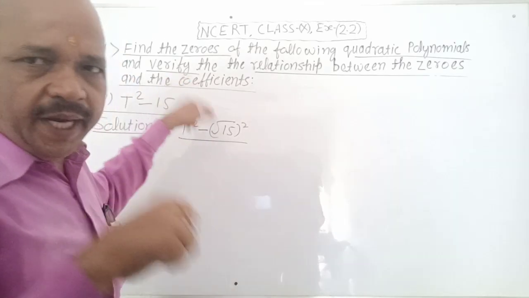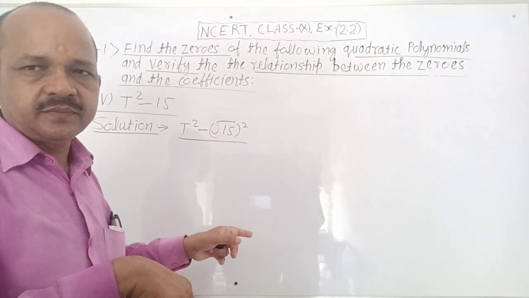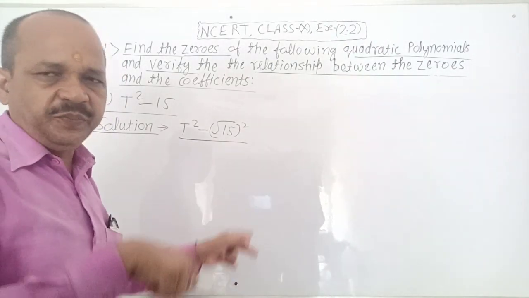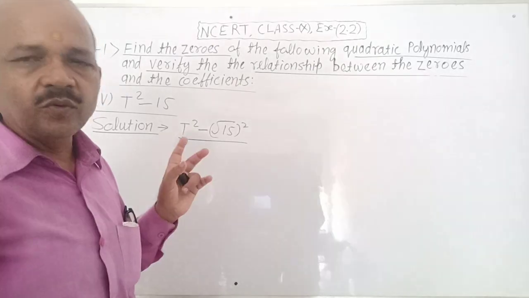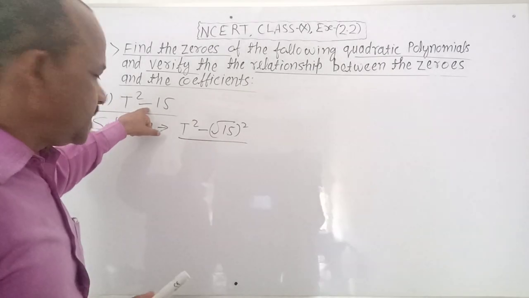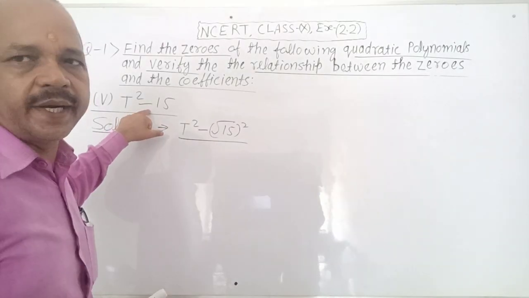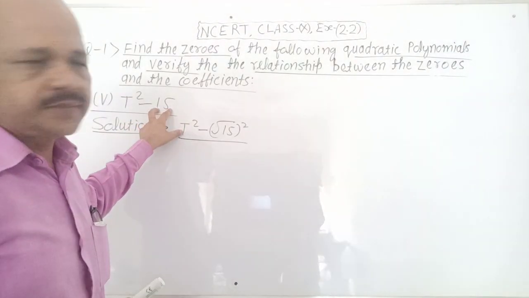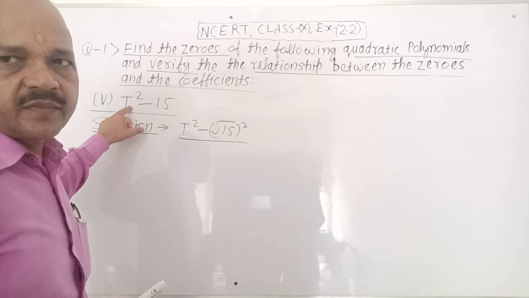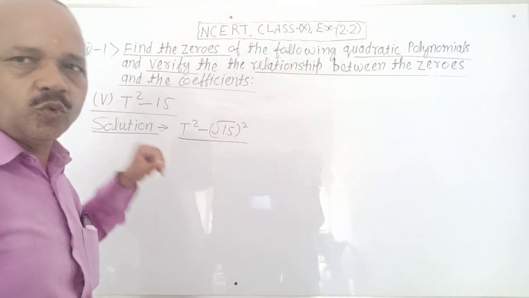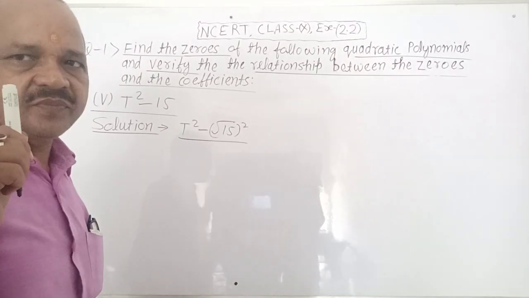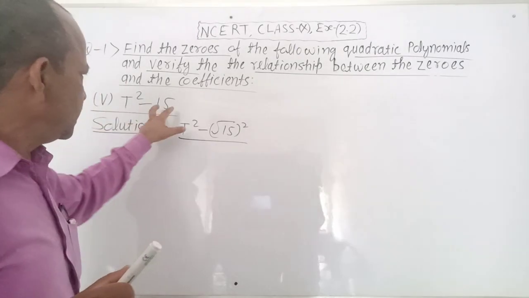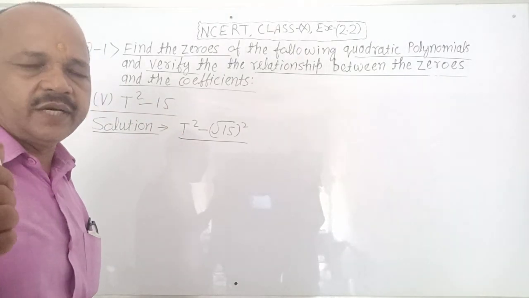Clear? Firstly find the coefficients, then find the zeros, and then verify the relationship between zeros and coefficients. Here the given polynomial is a quadratic polynomial. Minus 15 is the constant term, t is the variable, and the maximum power of t is 2, which means the degree of this polynomial is 2. Minus is the operation. Here there are two terms, first term and second term. It is clear, no confusion about it.